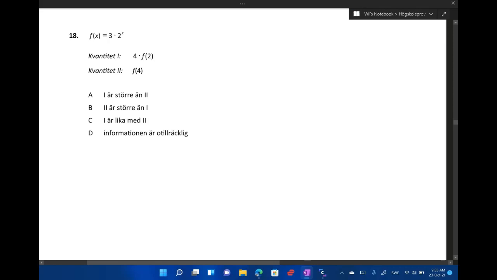Question 18. It says our function of x, f of x, is equal to 3 times 2 to the power of x. Quantity 1 is our function evaluated at x equals 2, times 4. So let's find that out. First of all, let's find out what f of 2 is. f at 2, we just replace x with 2. So that's 3 times 4, which is 12. And remember, we're multiplying it by 4. So 4 times f at 2 means we're multiplying 12 by 4, and that's going to be 48. So quantity 1 is 48.